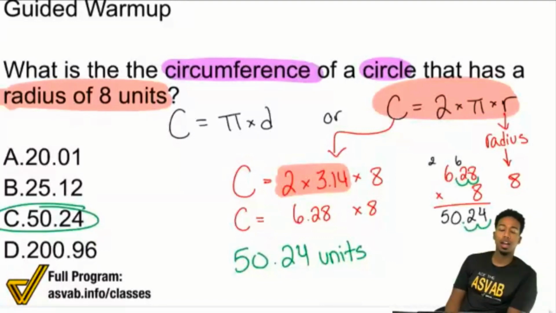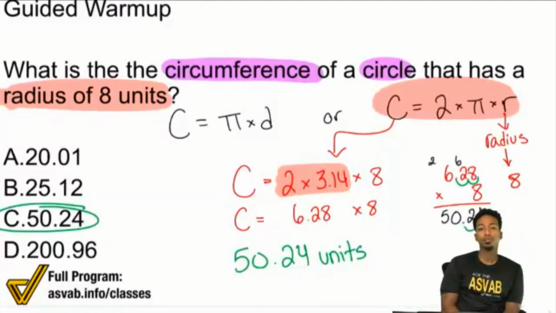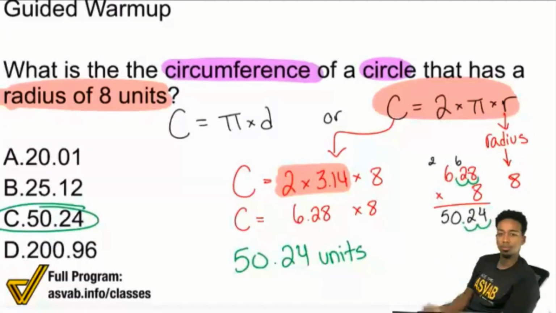Yeah, because you would have gotten 25.12. And then from there, you double that and you get 50.24. Yeah, okay, all right, thank you. That was my question. Yep.